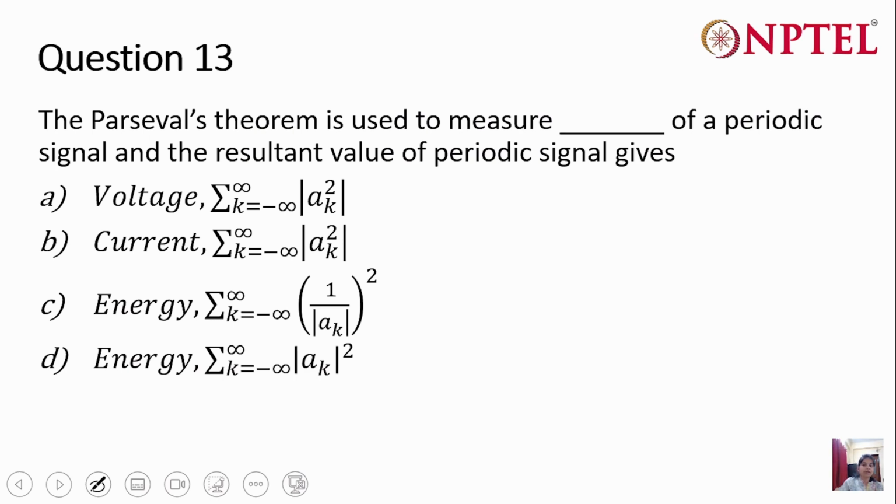The Parseval's theorem is used to measure dash of a periodic signal, and the resultant value of the periodic signal gives dash. Option D, ma'am. Parseval's theorem is used to measure the energy actually.